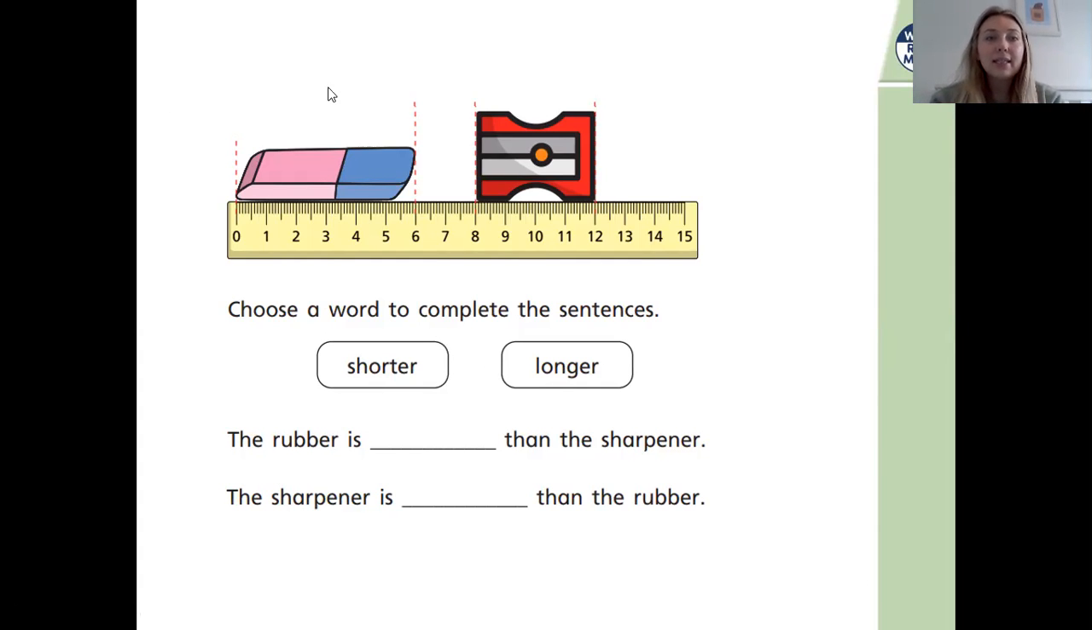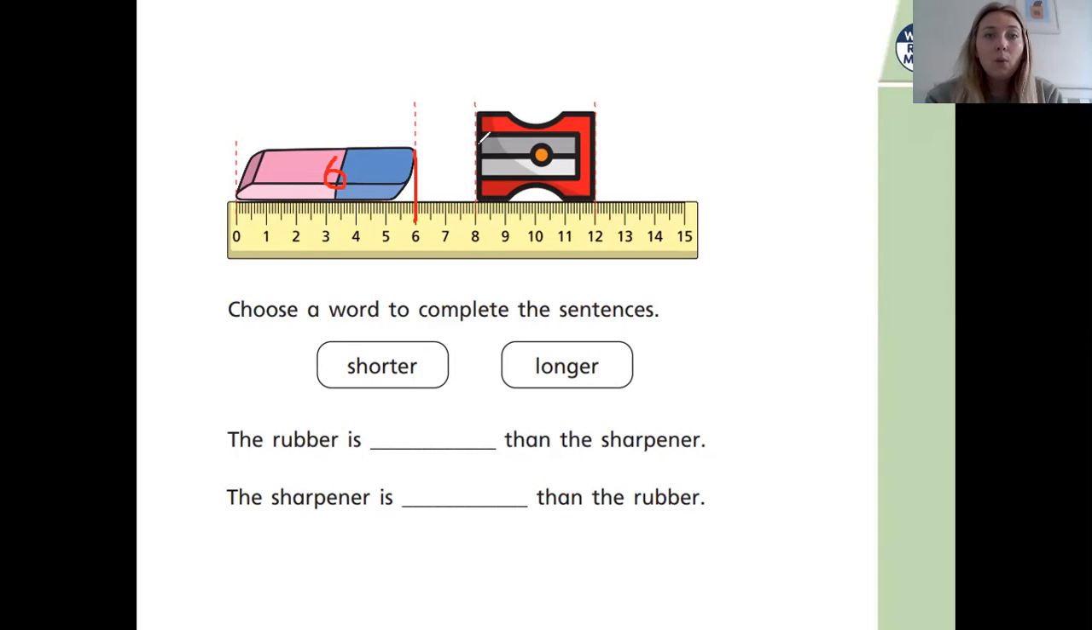So let's have a look and see how long the rubber is. They've drawn their line here. I'm going to make it a bit easier for you to see. There you go. So does our rubber start at 0? Yes, it does. So 0, 1, 2, 3, 4, 5, 6. I'm going to draw a 6 on the rubber. Okay, now if we look at the sharpener, they haven't started at 0, which if we were just measuring the sharpener would make it really difficult because we wouldn't be able to see exactly how long it is.